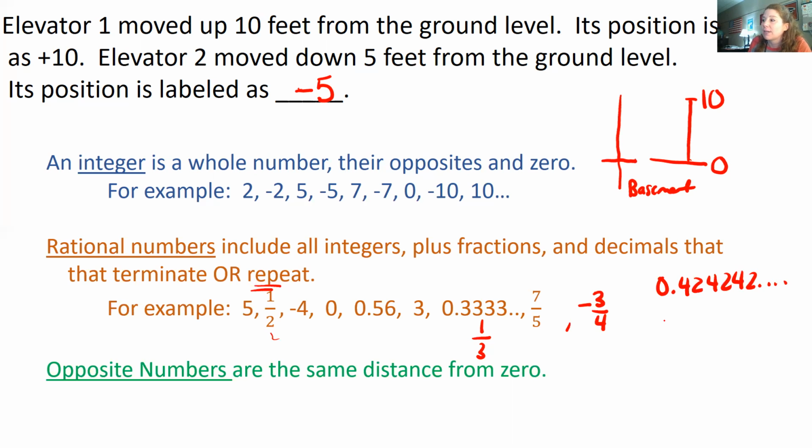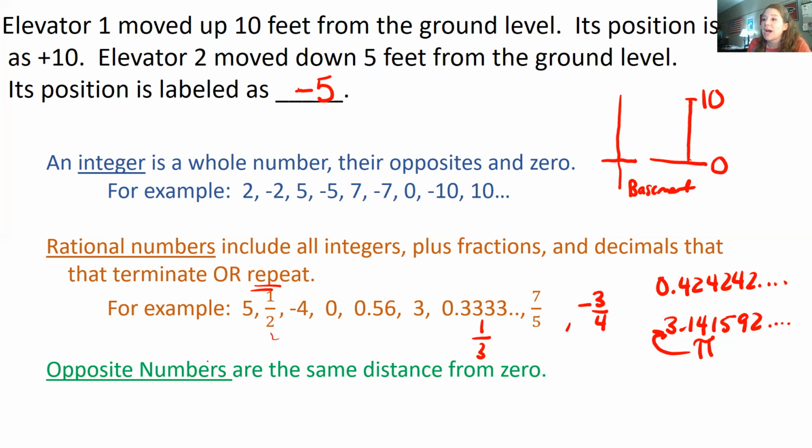However, if we have a number like pi that doesn't stop and doesn't repeat, 3.14159, and the numbers never repeat and they never stop, that would be an irrational number. So this is what pi is. Decimals that either stop or repeat are all rational numbers.